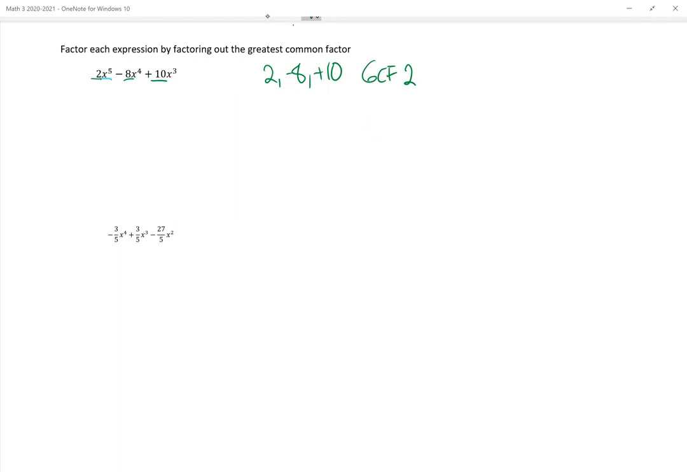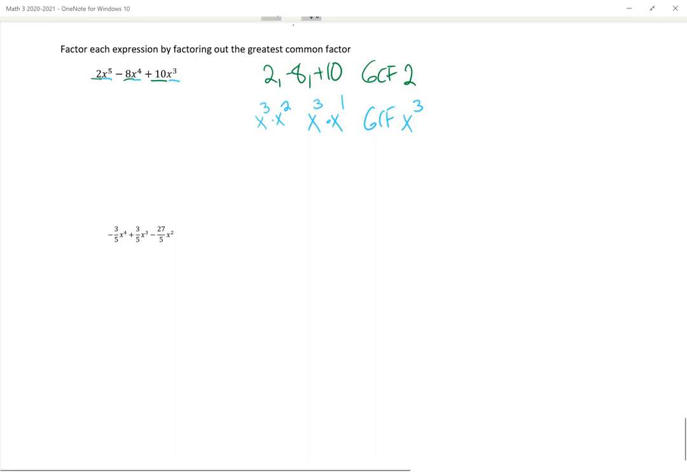Here there's 5 x's, here there's 4 x's, and here there's 3 x's. I can rewrite all of them to be a product of x to the third. For example, x to the fifth, I can rewrite as x to the third times x squared. I can rewrite x to the fourth as x to the third times x to the first. But essentially the GCF of all of these is going to be x to the third.